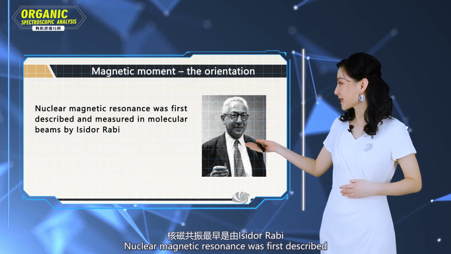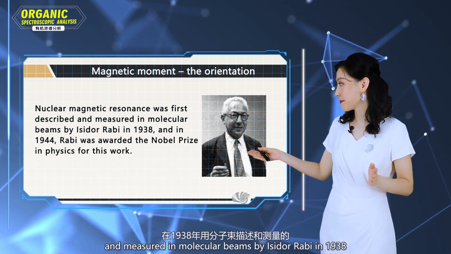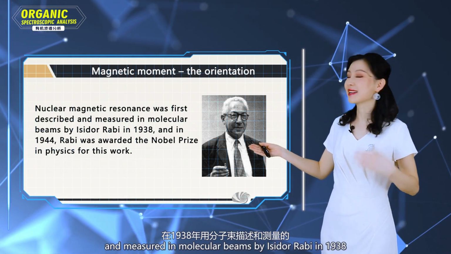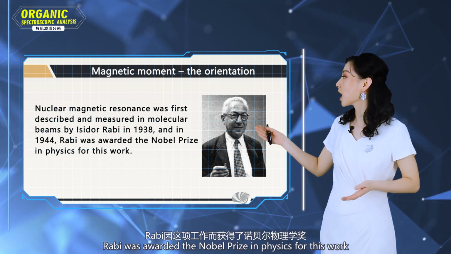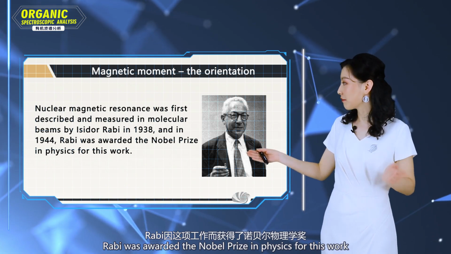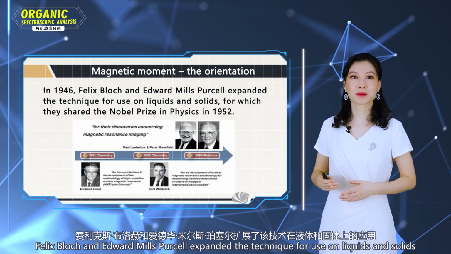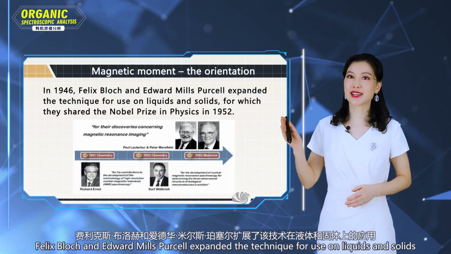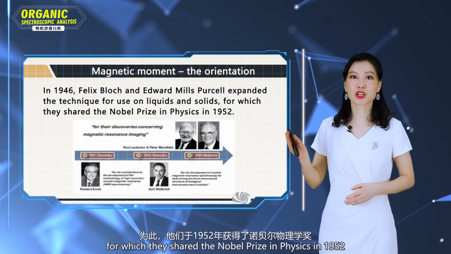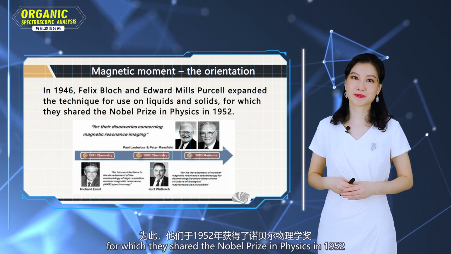Nuclear magnetic resonance was first described and measured in the molecular beam by Rabi in 1938, and in 1944, Rabi was awarded the Nobel Prize in Physics for this work. In 1946, Felix Bloch and Edward Miles Purcell expanded the technique for use on liquids and solids, for which they shared the Nobel Prize in Physics in 1952.